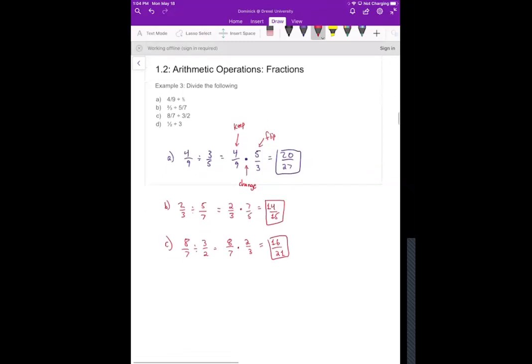All right, and last but not least, part D, we have 1/2 divided by 3. And of course, we want to think of 3 as 3 over 1. So we get 1/2 times 1 over 3, which will give me 1 over 6. All right, so that's how we divide fractions.